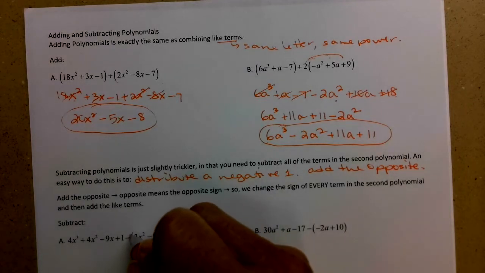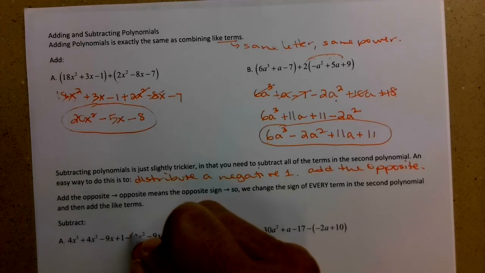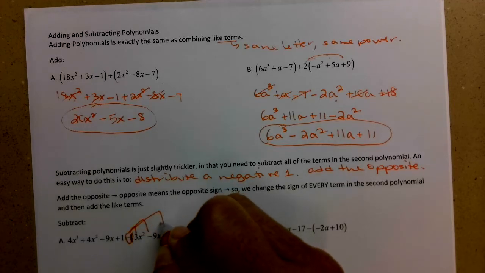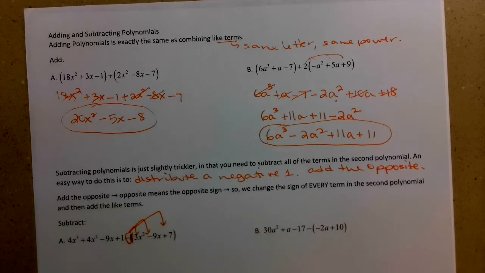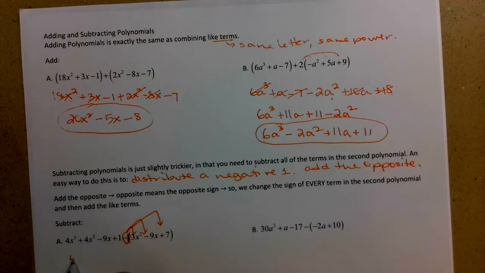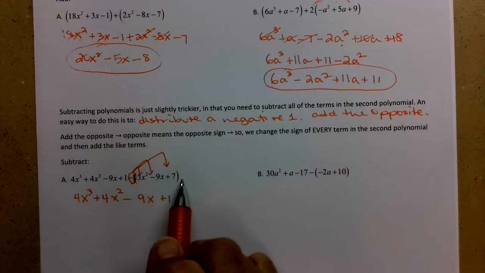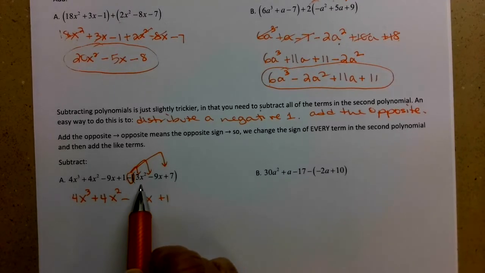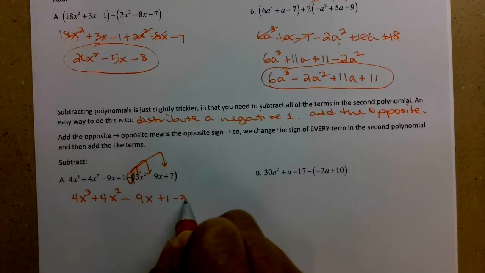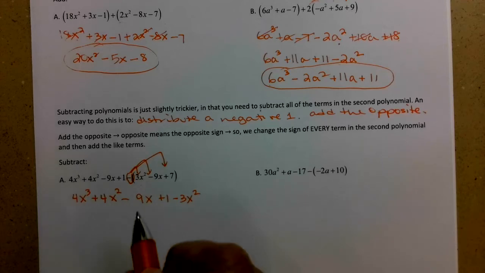So it's just like you can squeeze a little 1 right in there, and this negative 1 is going to distribute and multiply the three terms inside the parentheses. So the first thing, I'm just going to copy them down. So 4x cubed plus 4x squared minus 9x plus 1. And now I'm going to write down that second polynomial with the negative 1 going through. So negative 1 times 3x squared. So that's minus 3x squared.